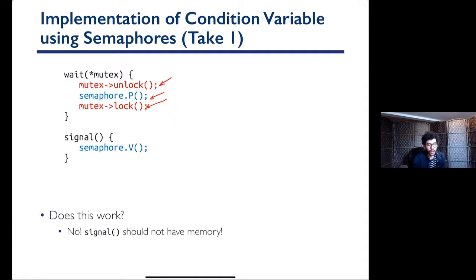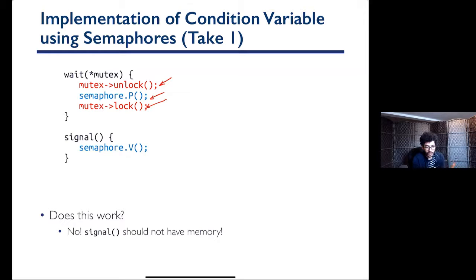The reason is signal in condition variables should not have memory, meaning that if you call signal 10 times without any thread waiting, the next thread that calls wait has to wait. So all those signals should get wasted, and the new thread that calls wait has to wait. It shouldn't say that, oh, in the past signal was called 10 times, so the next 10 waits should not wait. So that is not the case.